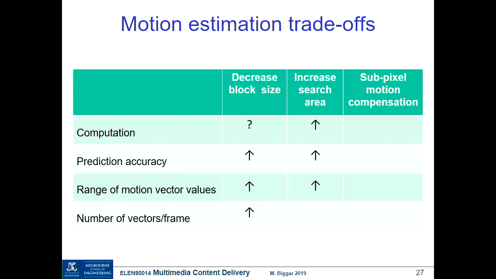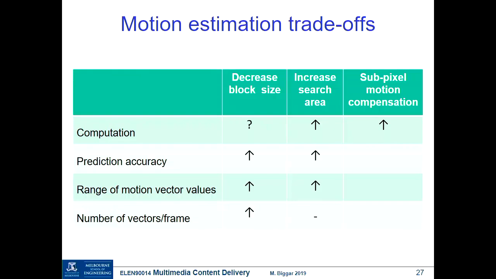The range of motion vector values increases because we need to define a larger range of pixel numbers, and the number of vectors per frame doesn't change. Right? We're changing the area in which we search, but we're not changing the number of blocks in the frame. So the number of vectors per frame stays the same.